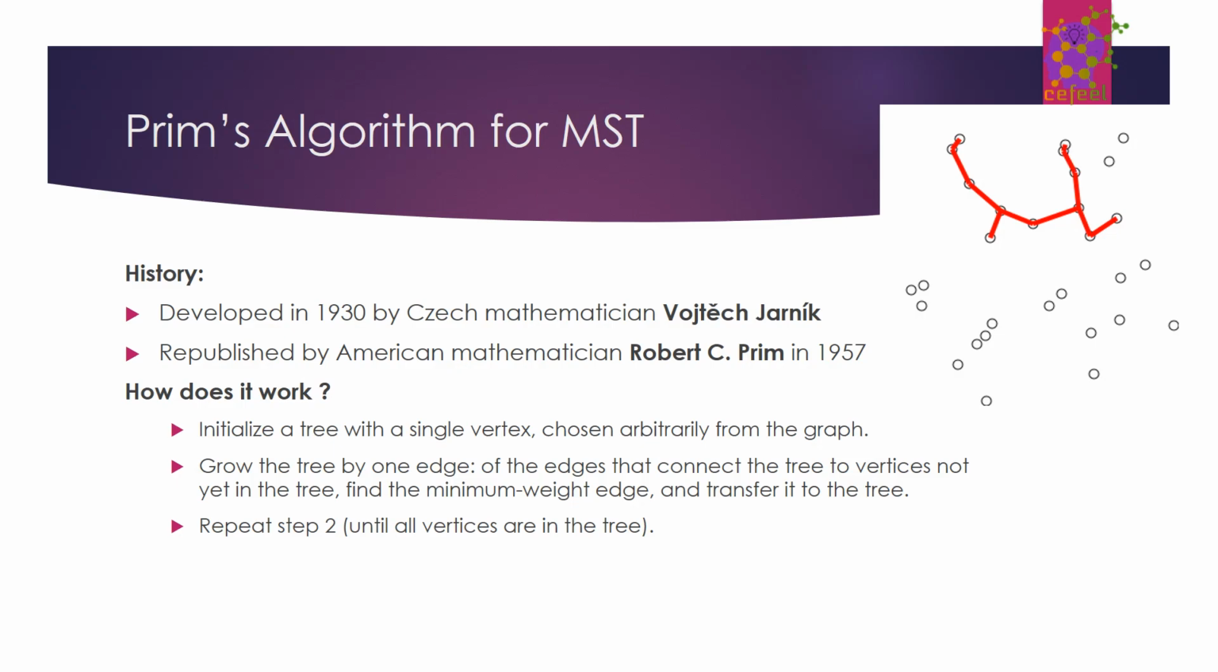So how does it work step by step technically? It starts by initializing a tree with a single vertex. Just choose any arbitrary vertex at first, and then in every step grow the tree by a single edge. Pick one edge which is minimum from the current set of vertices to the set of vertices which are not yet in the tree, and then include that vertex and that edge in our current minimum spanning tree. Then we repeat the same process over and over again until we cover all the vertices in the tree. Once we have covered all the vertices, we are done.